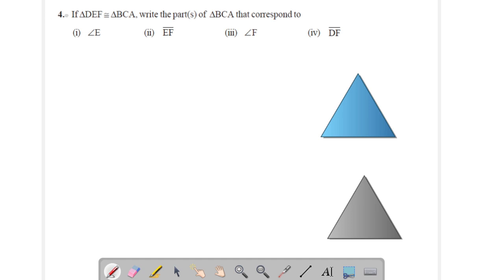Now come to question number 4. If triangle DEF is congruent to triangle BCA, write the parts of triangle BCA that corresponds to. See the solution. Here triangle DEF is congruent to triangle BCA.